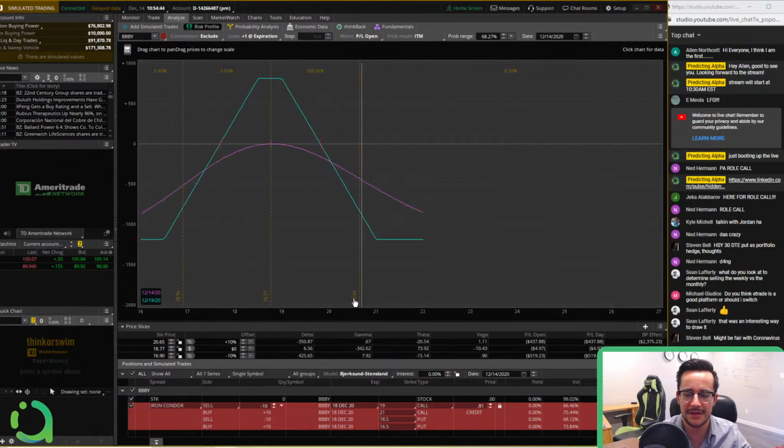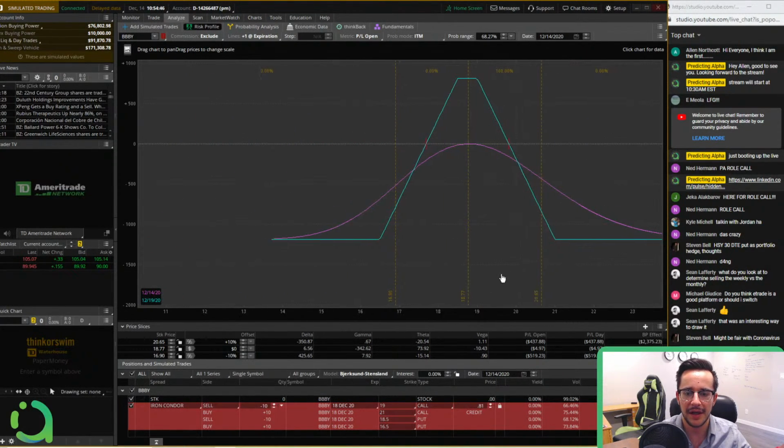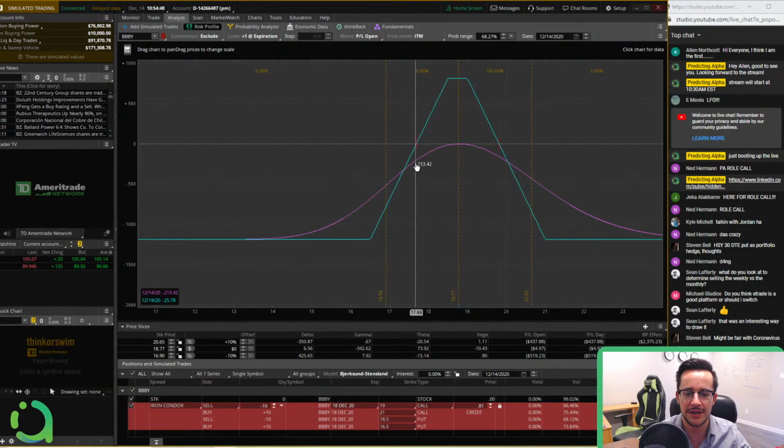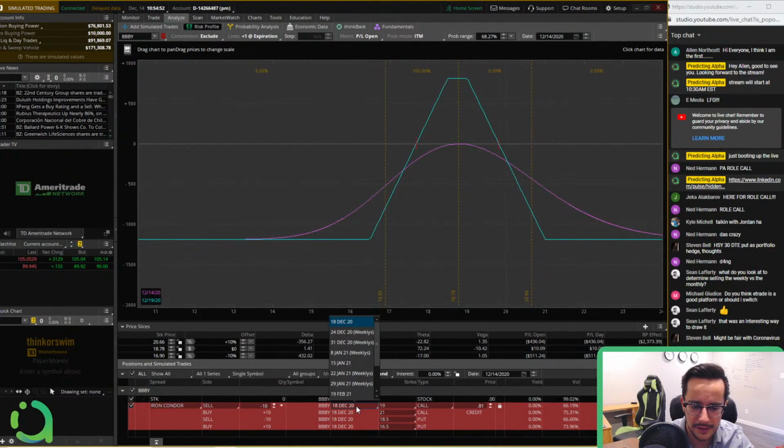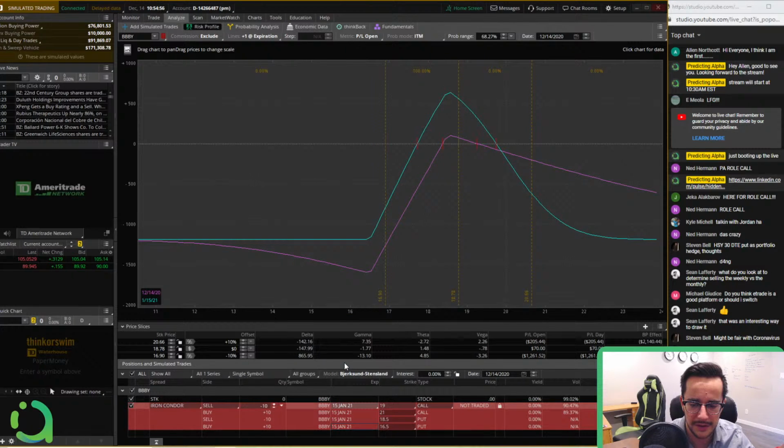Yeah, you can see there's just not much juice on this thing. But if the stock stays between a range... Wait, what expiration am I trading here, actually? Shoot. That was a huge slip. So let's go to the 15.